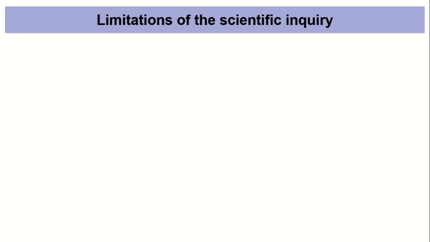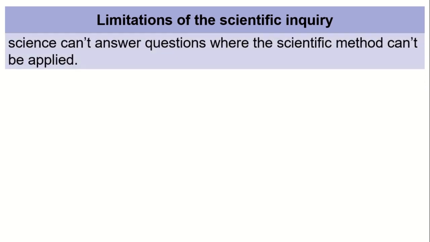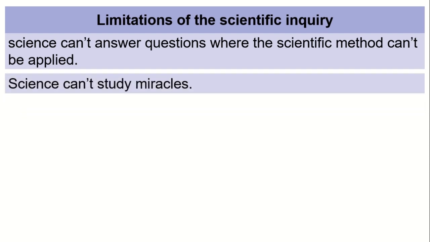Limitations of the scientific inquiry. Science can't answer questions where the scientific method can't be applied, where you can't analyze and measure and carry out a controlled experiment. Science can't study miracles. So what is a miracle? A miracle is a unique event that will probably never happen again. Science can only study things that can be analyzed over and over again to keep getting the same result. So we can't study these miracles.